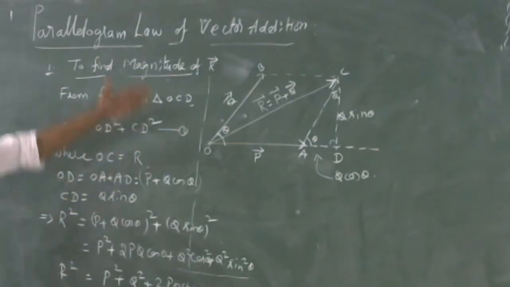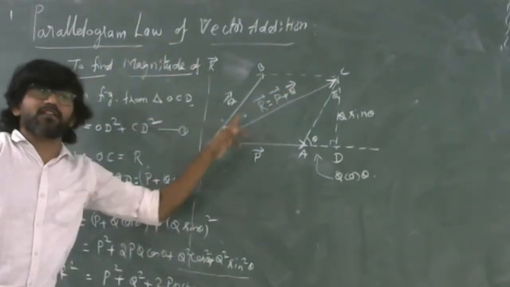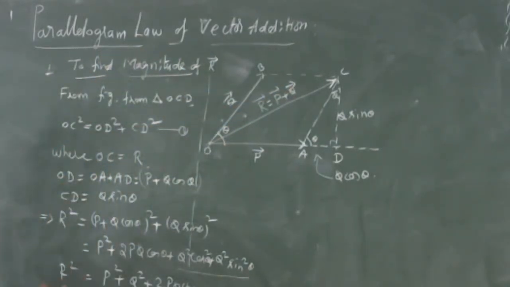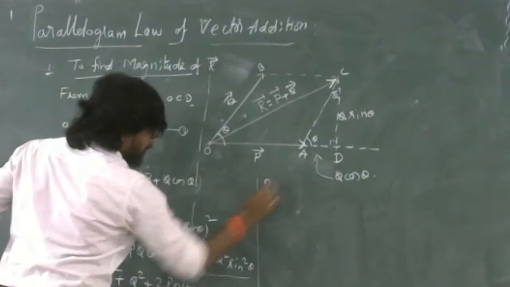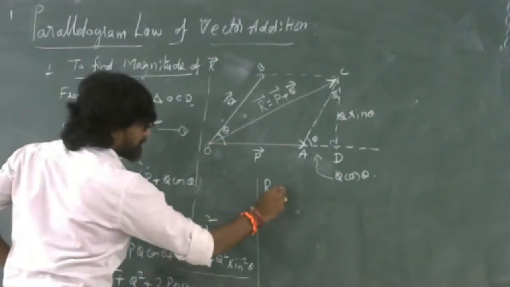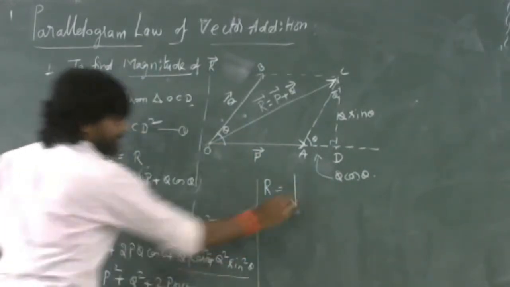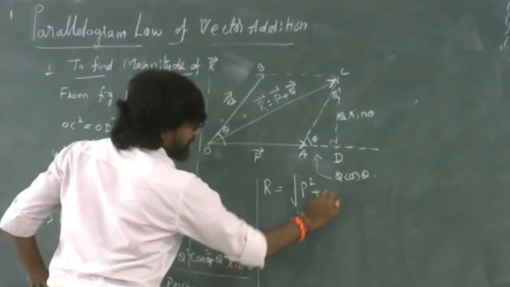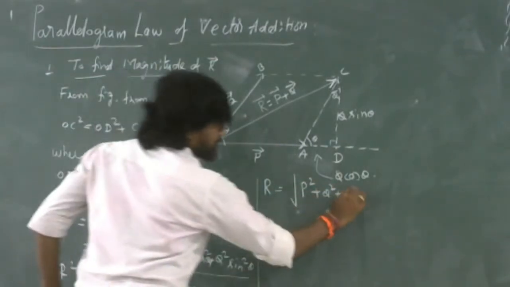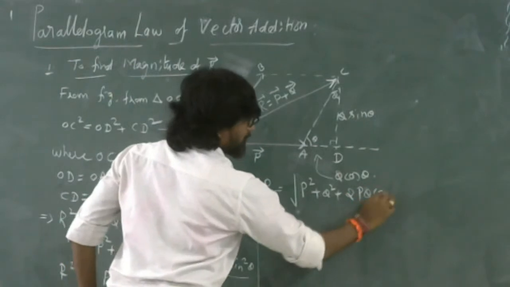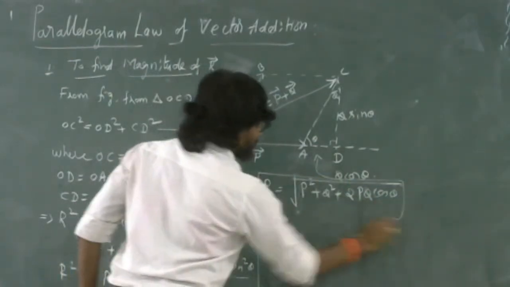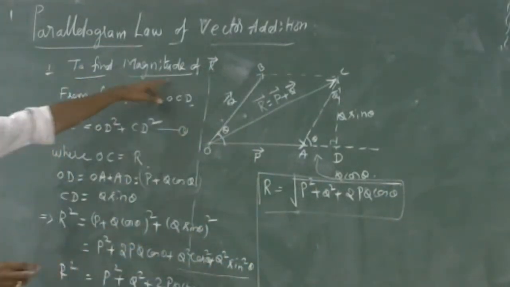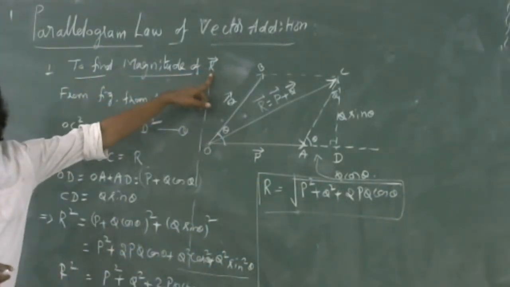From this we want the magnitude of the resultant vector, that is R. This is R square. So therefore R is equal to the square root of P square plus Q square plus 2PQ cos theta. This is the magnitude of the resultant vector. Right?